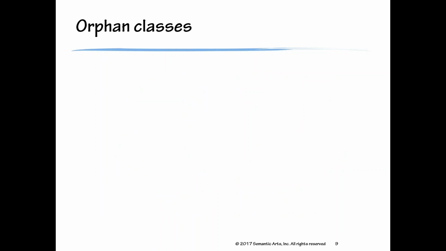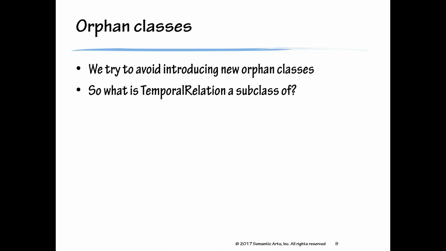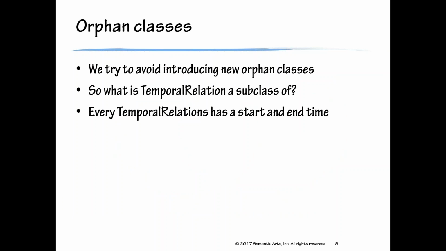But we don't want to have an orphan class if we can avoid it. Sometimes you need to put a class at the very top level of the hierarchy, but we try to avoid it if we can. So what is temporal relation a subclass of? One thing we want to do is look at what's really true about temporal relation fundamentally, and it has a start and an end time, right? So that's a good place to start. And so does every time interval.